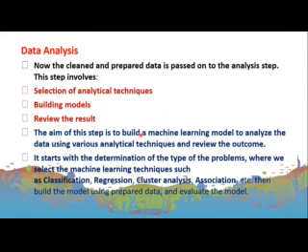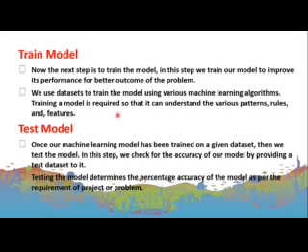So if you want to build any model with the help of the machine learning life cycle, we can follow these steps. Next is train model, or you can say model training. This is one of the steps. Here we can train our model to improve its performance for a better outcome for the problem. What kind of problem you have, how you can solve it. Moreover, we can use data sets to train the model using various machine learning algorithms. Moreover, it's also required to understand the various patterns, rules, and features.